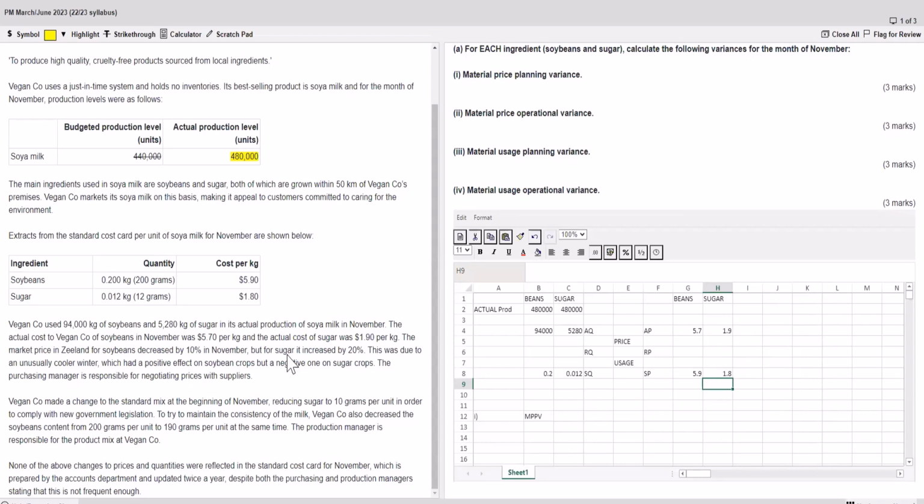So everybody's clear. The market price in Zealand for soybeans decreased by 10% in November, but for sugar it increased by 20%.